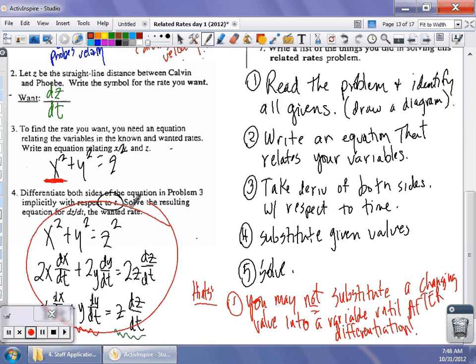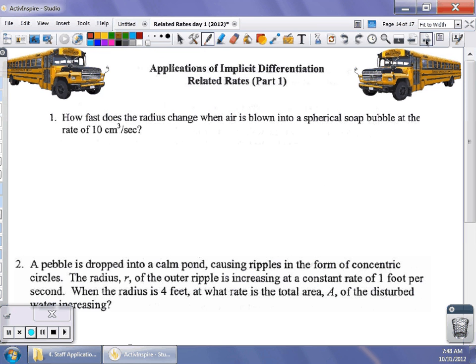All right, let's take a look at a couple more and set those up and see if we understand the process. You've got your steps of how to do this. Number 1, and this is also in your packet, how does the radius change? So we're looking for radius change. That's the first thing we want to identify, and usually we'll let r represent radius. So if we're looking for how fast, that is a rate. So basically they're saying find dr/dt, because that is radius rate.